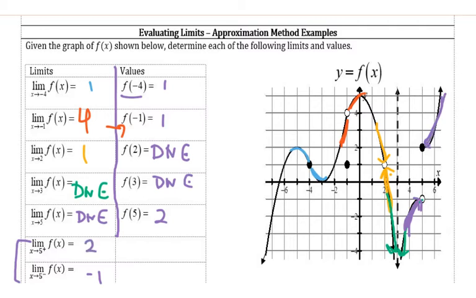What you'll notice is the overall limit as x approaches 5 didn't exist, and it didn't exist because the limit from the left and the limit from the right are not the same value, which is something we're going to define a little more solidly as we get into this lesson.